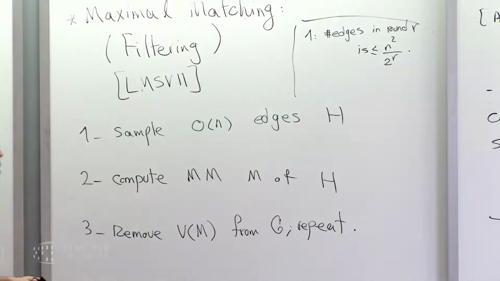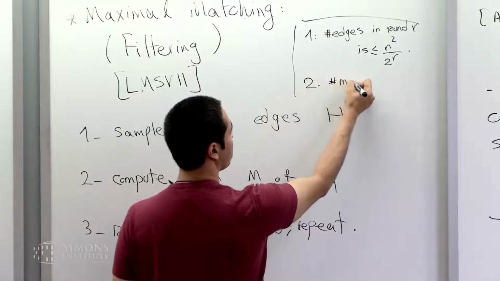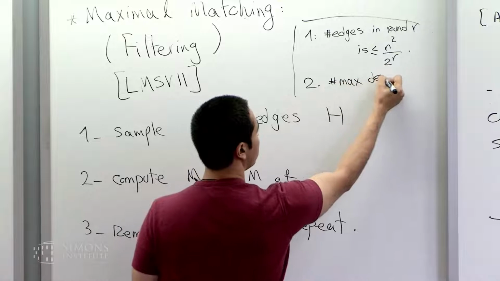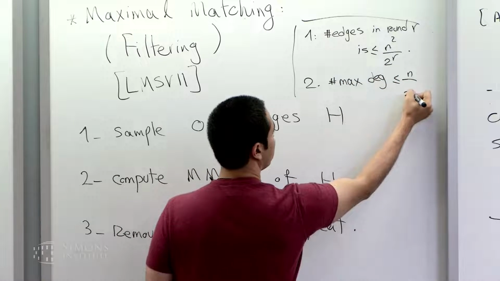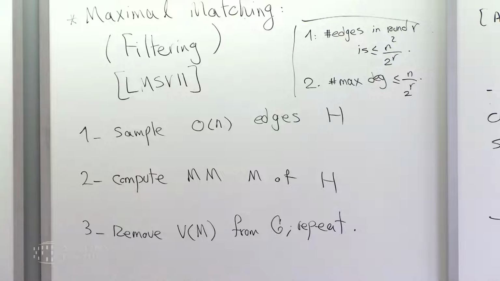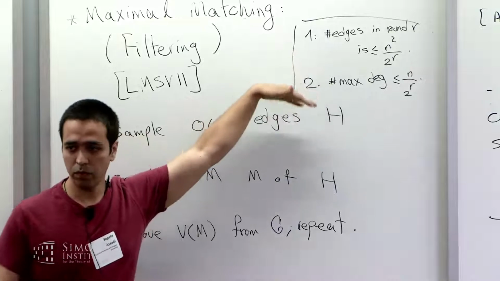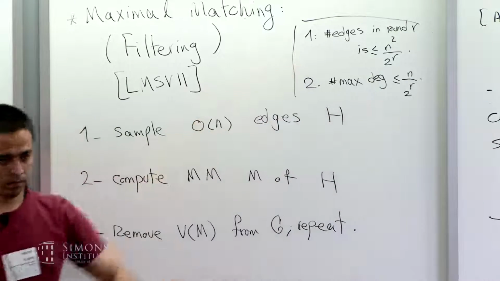So one way is this, and a slightly more slick argument, you can actually say that the max degree is also less than n divided by 2 to the r. You can even prove something like this. The maximum degree of this graph keeps going down. And if you prove either of these things, you can prove that in order log n rounds, your graph becomes empty and you have a matching. Sounds good? These are really easy exercises. You can prove them on your own in like 5 minutes.